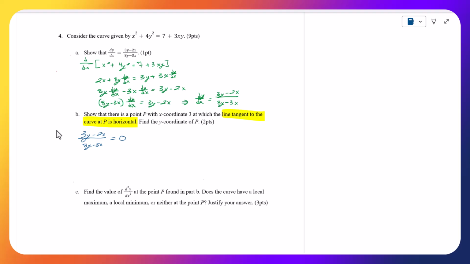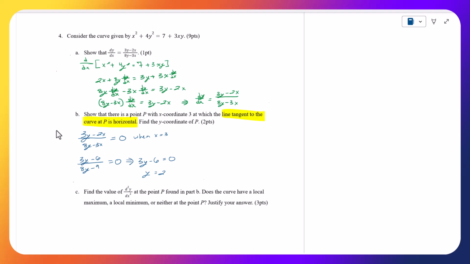So let's just substitute in a 3 for x, so we get 3y minus 6 over 8y minus 9 equals 0. And then we're just solving for y. Just multiply both sides by 8y minus 9. We get 3y minus 6 equals 0. We get y equals 2. And that's one point right there. We found a y-coordinate where the line tangent is horizontal, at the point 3, 2.